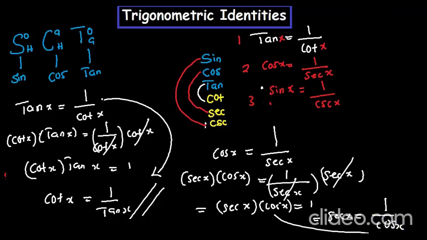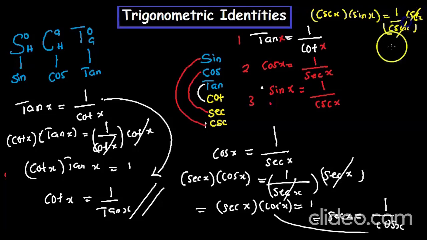The last one is what? sin x equals 1 divided by CSC x. So we are going to multiply both sides by CSC x, which is cosecant. CSC x multiplied by sin x equals 1 divided by CSC x, and we are going to multiply here also by CSC x.